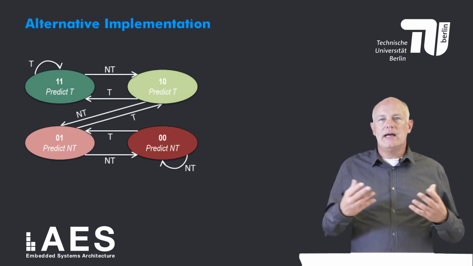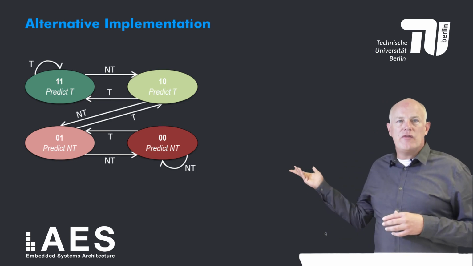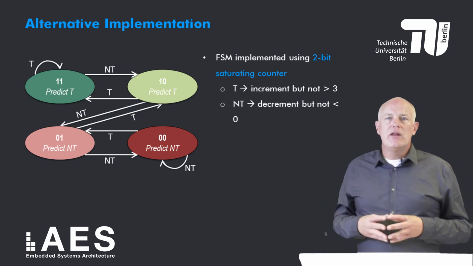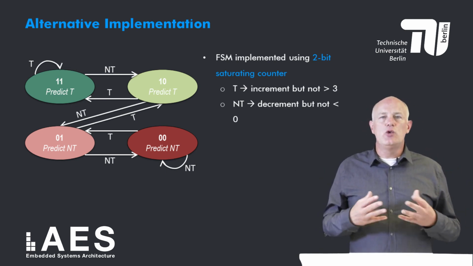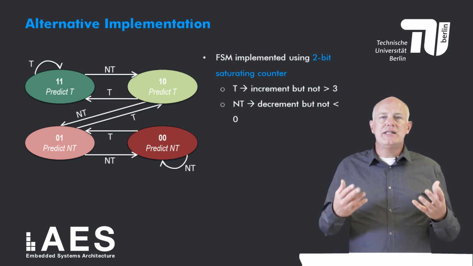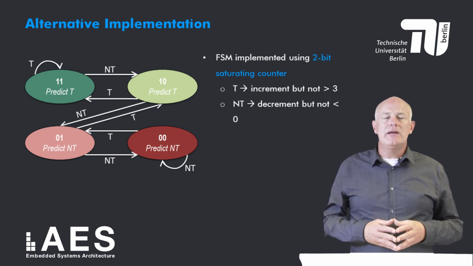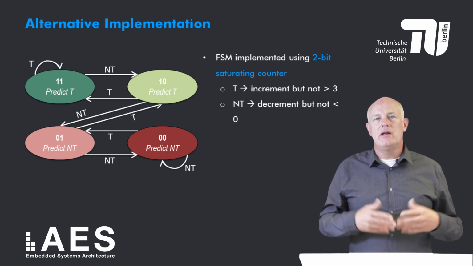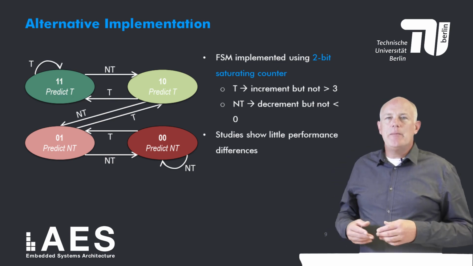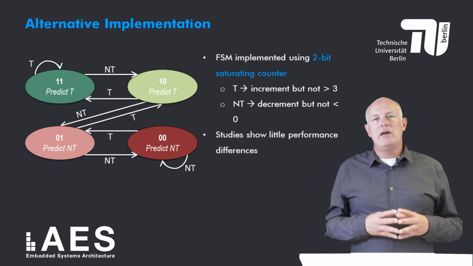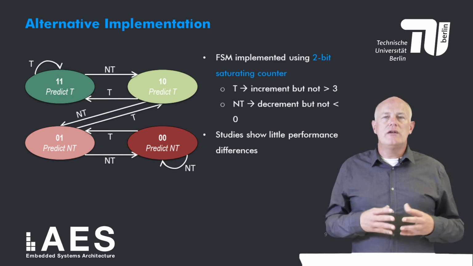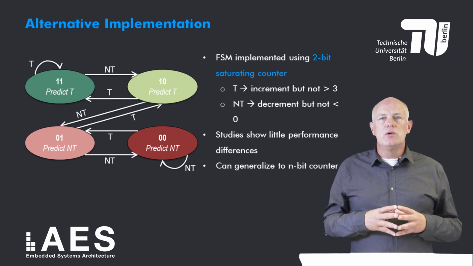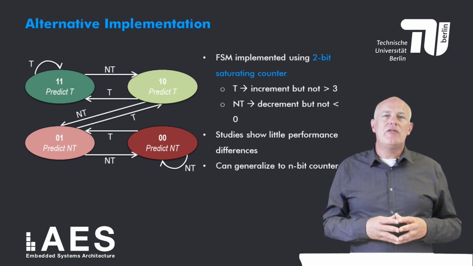In some textbooks and scientific papers, you may come across this finite state machine, which has a slightly different structure. In this implementation, the finite state machine is implemented using a 2-bit saturating counter. If the branch is taken, the corresponding table entry is incremented but not past 3, and if the branch is not taken, the corresponding entry is decremented but not below 0. Experimental results, for example in a paper from 1986 by Lee and Smith, show that the two FSMs perform almost the same. This scheme can also be generalized to an n-bit saturating counter.